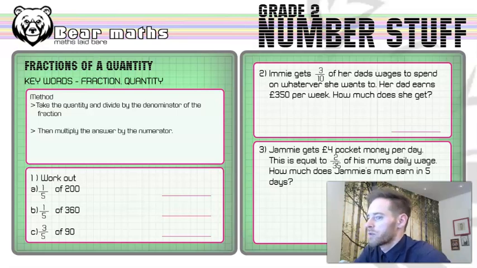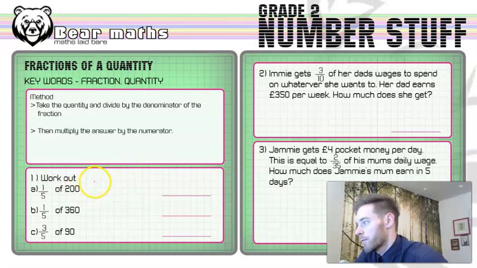So we're starting off with some simple questions in number one. Number one asks us to work out 1/5 of 200. So we take 200 and we would divide that by 5. So I'm just going to write that out for you, just to show you what you could be writing here if you wanted to. Now that's going to give us 40. Okay, and then we take the 40 and we multiply it by 1 because that's the number on the top, and that gives us 40 still. Okay, so our final answer there is 40.